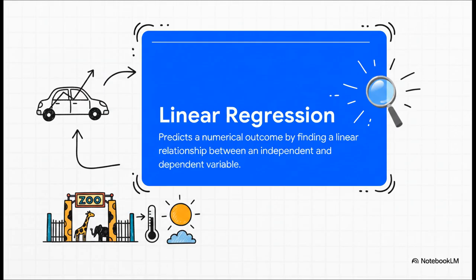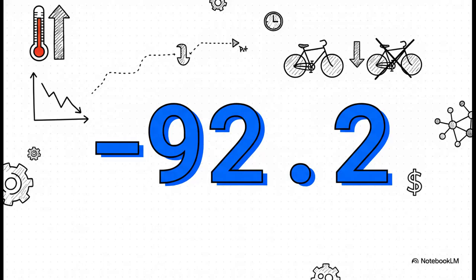So it can help you predict things like how much a used car is worth based on its mileage, or even how many people might visit a zoo based on the weather. And don't let its simplicity fool you. The results can be amazingly precise.